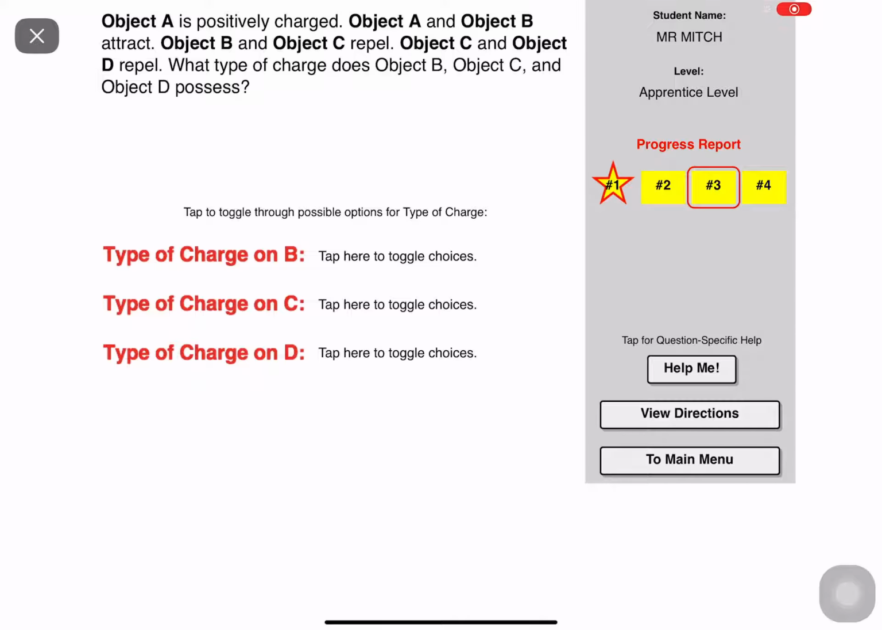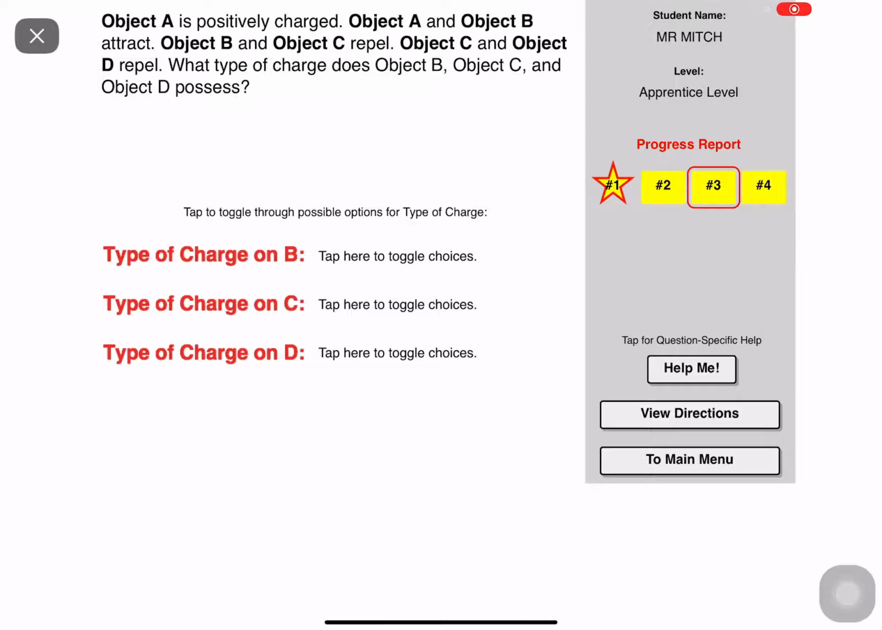Next one. A is positively charged. A and B attract. B and C repel. C and D repel. Give me the charges. All right. So if A is positively charged, okay, A and B attract. That must mean B could either be negative or neutral. Opposites attract, and a neutral is attracted to a charged, whether it be positive or negative.